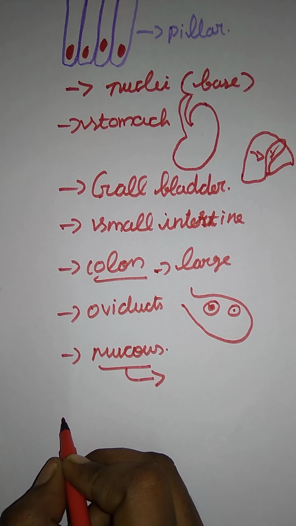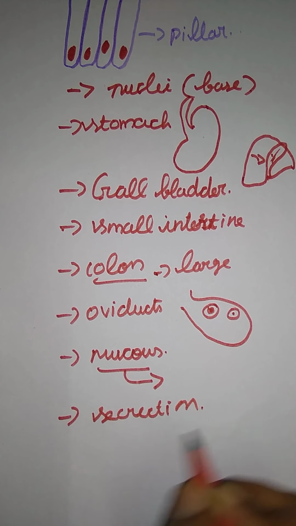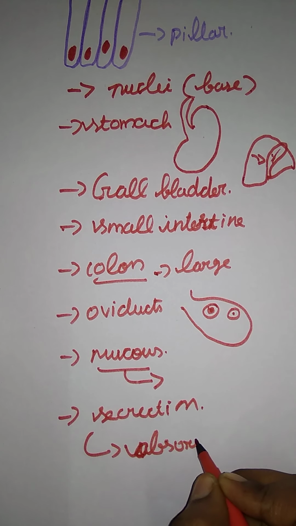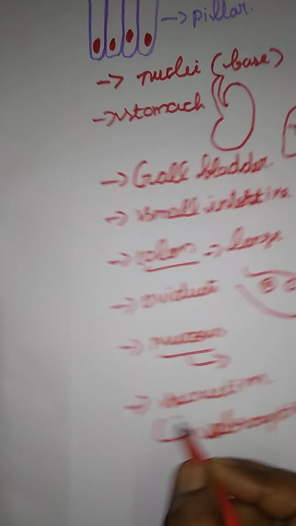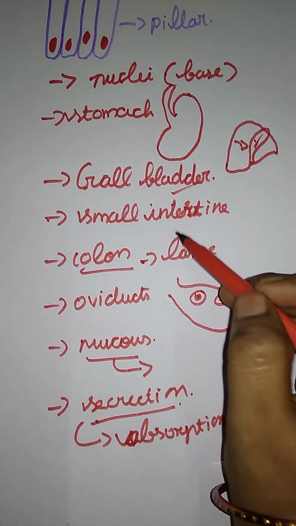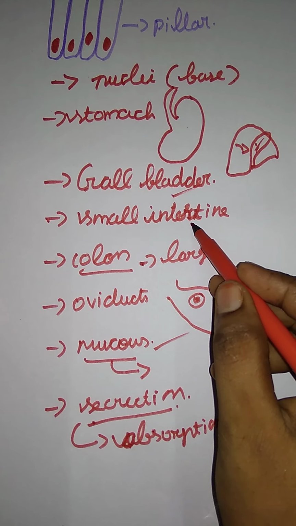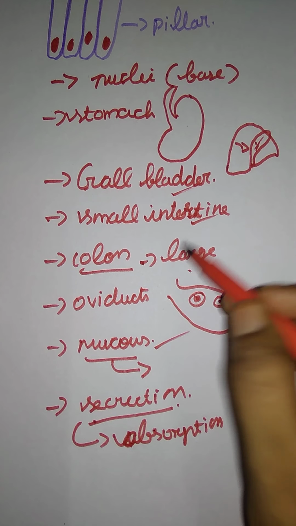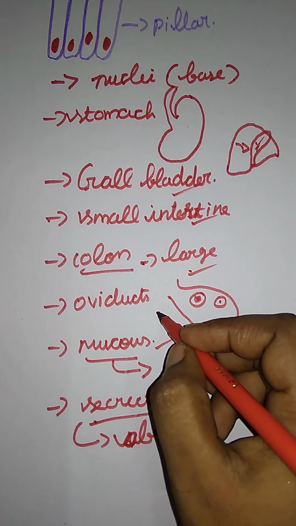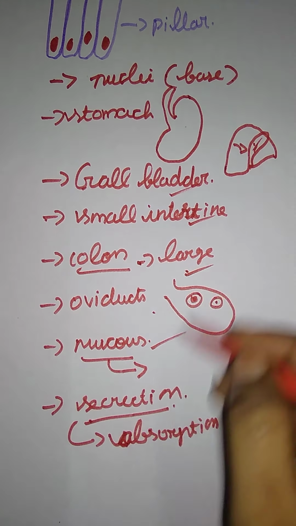Here they are having some involvement of secretion and absorption also. What is a secretion, what is an absorption? First, the secretion: the gallbladder secretes, and mucus is secreted. And absorption: the small intestine absorbs nutrition. The large intestine eliminates some of the waste and absorbs the water. The oviduct absorbs some enzymes to form follicular cells. These are all the absorption functions.